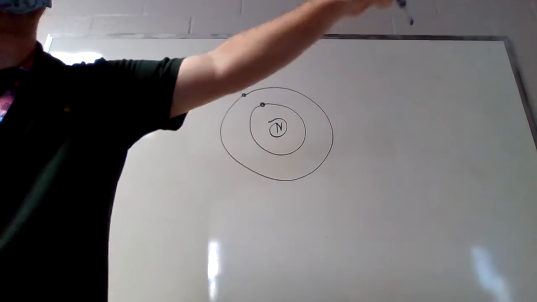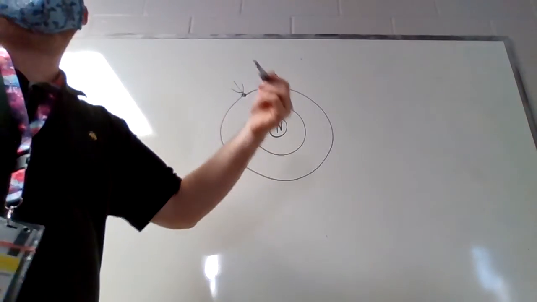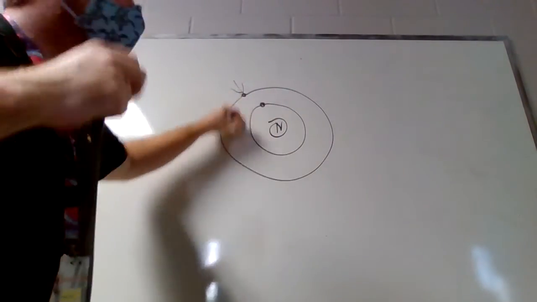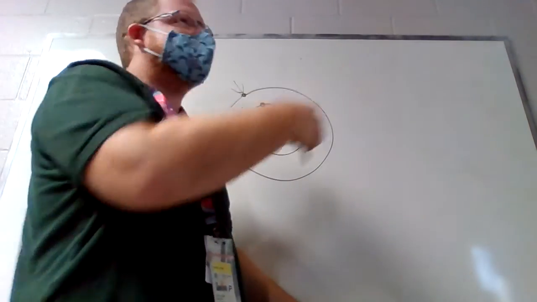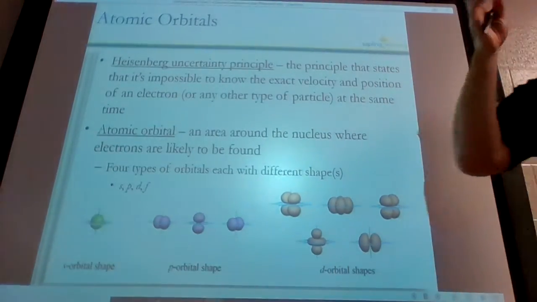But we know now, because of the Heisenberg uncertainty principle, we can't know where that electron is. We can only guess at it. And so saying it's orbiting around a nucleus just isn't true. They don't orbit in circles. That's not really what they do. And so we've moved on to something else. And what we've moved on to are these atomic orbitals, or as they are referred to, electron clouds.